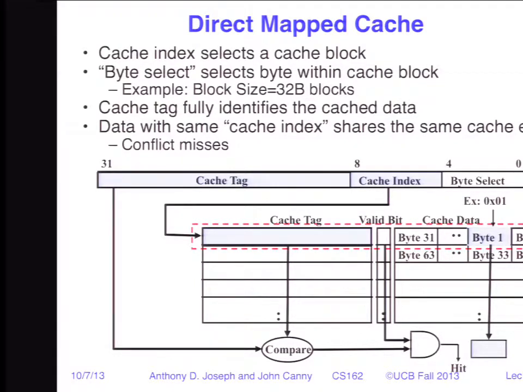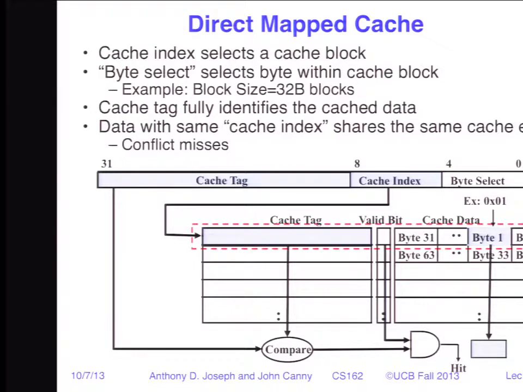Yes? Where are the cache tags stored? This is all stored in the cache. If it's an L1, L2, or L3 cache, that's actually on the processor. L1 and L2 are in the same core. L3 is shared between multiple cores.